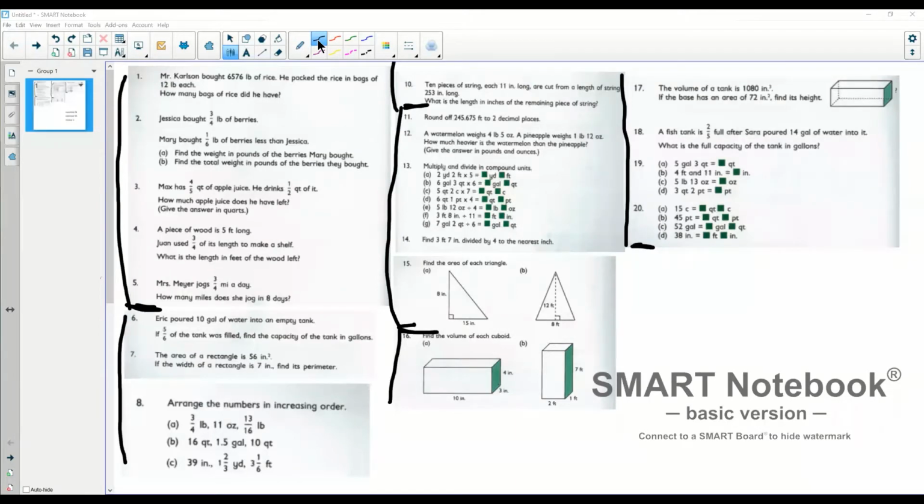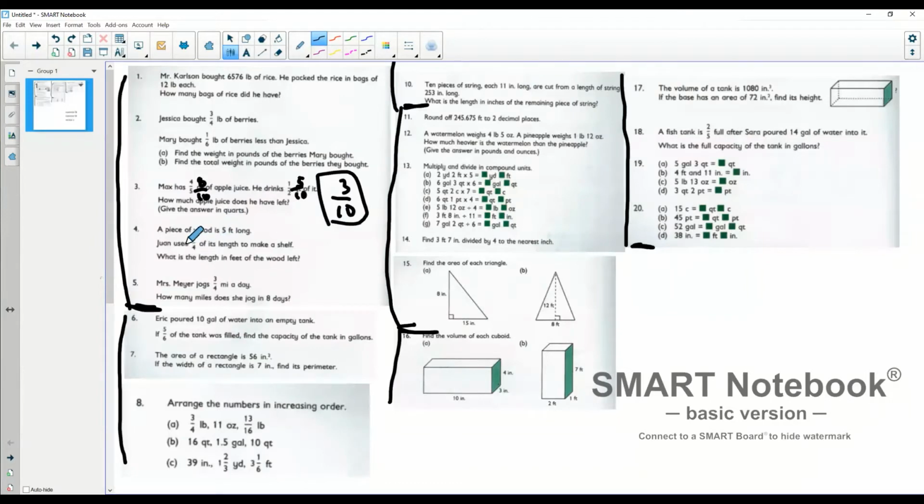I will go over numbers 3, 4, and 5. Pause for 1 second. He has 1/4, he drinks 1/10. How much does he have left? 4/5 can be changed into 8/10. 1/2 can be changed into 5/10. That means he has 3/10 left. That's the answer to number 3.